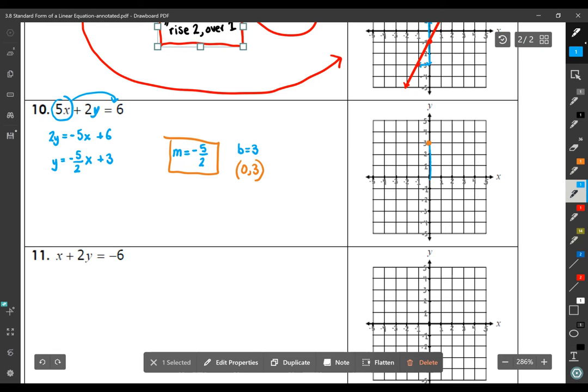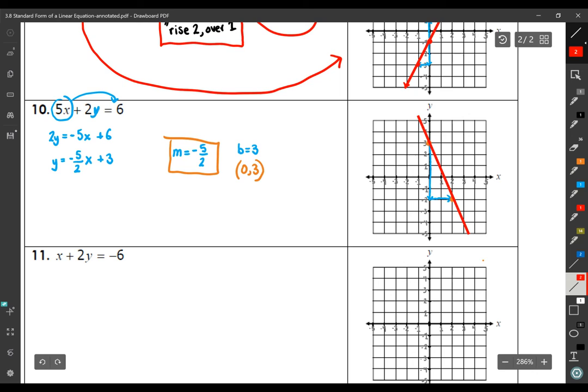So down 5 over 2. That's where my next point goes. And I repeat it, down 5 over 2, but that takes me off the screen. So that's all the points I'm allowed to make here. Connect the line. And there we go. Right, so you start with your y-intercept and you use the slope to get the next points.